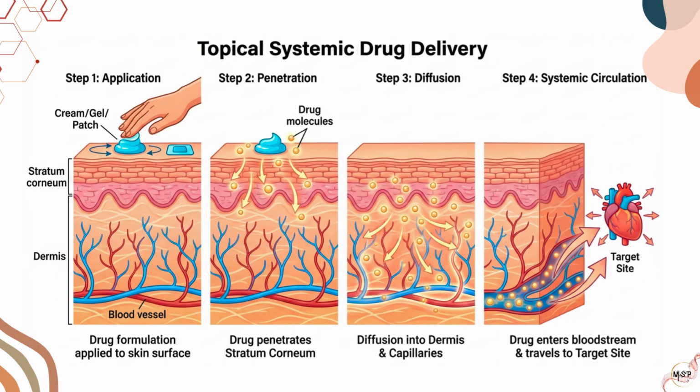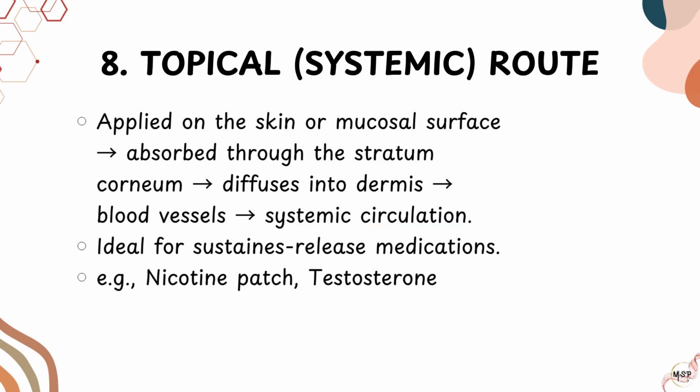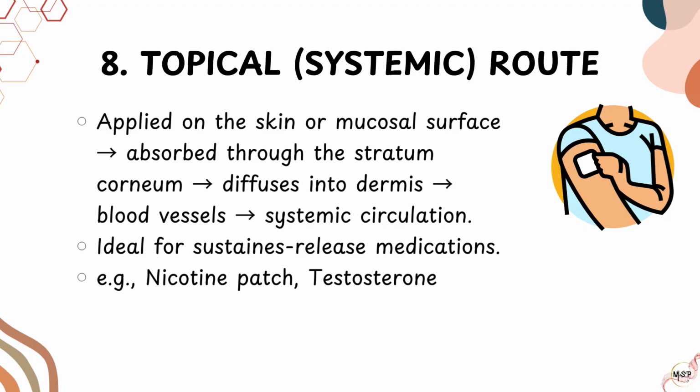This process is typically slow and controlled, making it ideal for sustained-release medications, like hormone patches, pain relievers, or nicotine replacements. Examples include the nicotine patch for smoking cessation and testosterone patches or gels for hormone therapy.